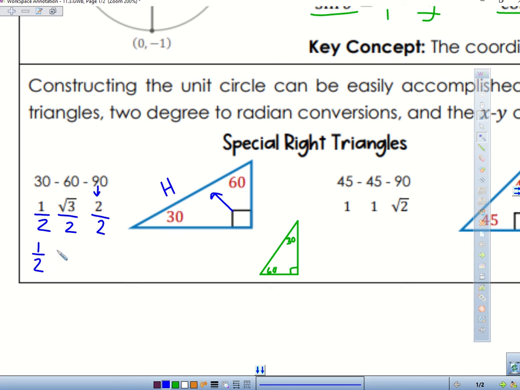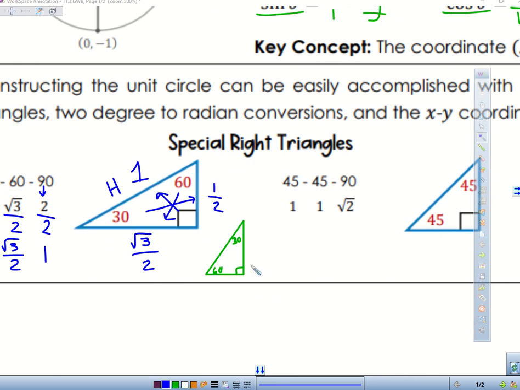So this becomes 1/2. This is radical 3 over 2, and this is 1. So the whole purpose I did this is to get the hypotenuse equal to 1. Now this is not something you're going to have to do regularly in a mathematical procedure. This is just for understanding, okay? So now my hypotenuse is 1. My side opposite the 30 is 1/2. And my side opposite 60 is radical 3 over 2. And you're going to see where this is relevant in a minute.